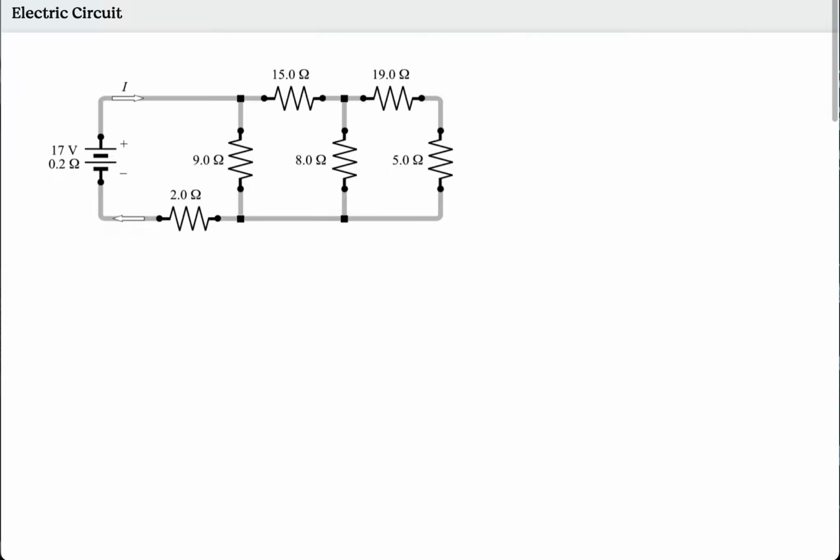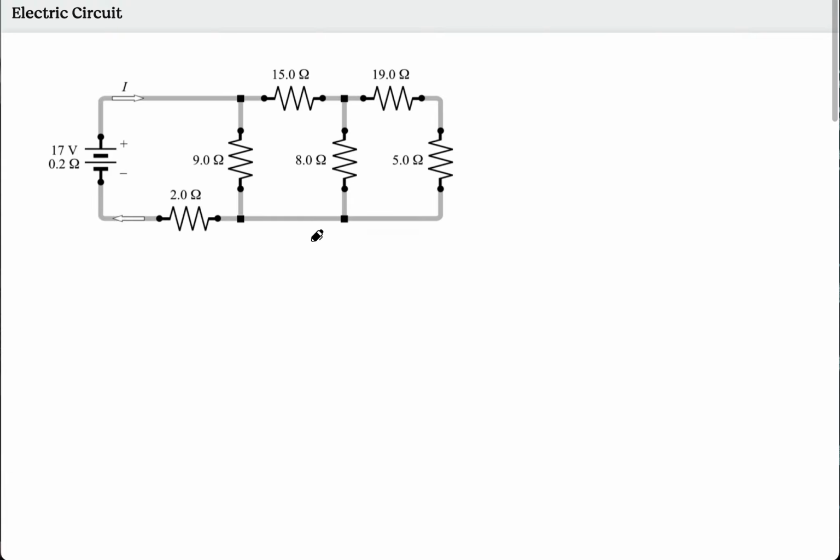Can you find the total current flowing in this circuit? If you cannot, I'm going to be teaching you everything you need to know about parallel and series connection in this video. Now, the first thing is that we need to be able to identify when we have a parallel connection and when we have a series connection.